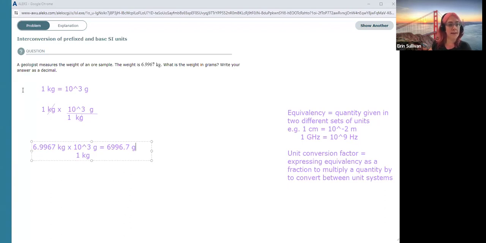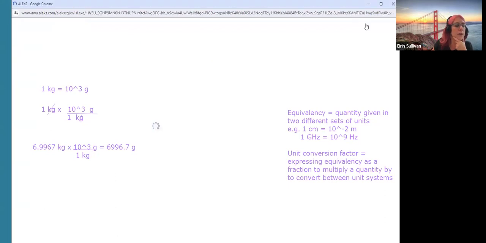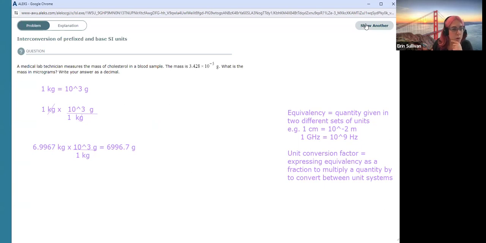Okay, makes sense. So let's look at another one just to make sure we've got the hang of this. Give me something small. Oh, okay, micrograms. Okay, so micro and milli is the thing I see chemists confusing the most.